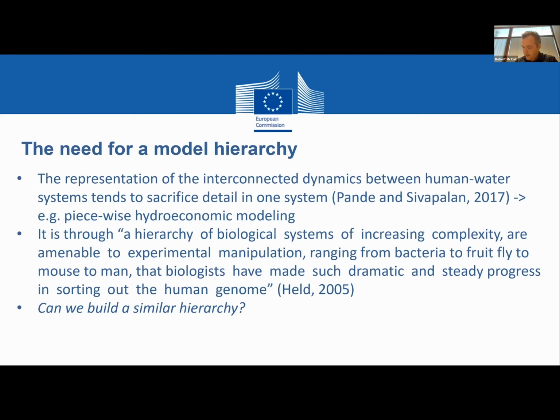So basically with this model hierarchy, what we are doing is following a protocol-based modular approach in which each module in the modeling framework represents one specific system. As the title of the presentation already points out, we are going to focus on three very particular systems, which are the hydrologic system, the microeconomic system, and the macroeconomic system. So we have two economic systems which belong to the human system, and one hydrologic system which belongs to the water system.